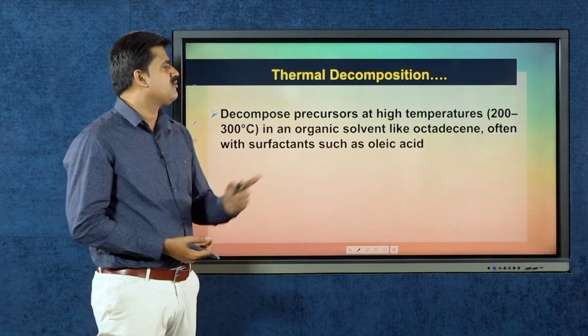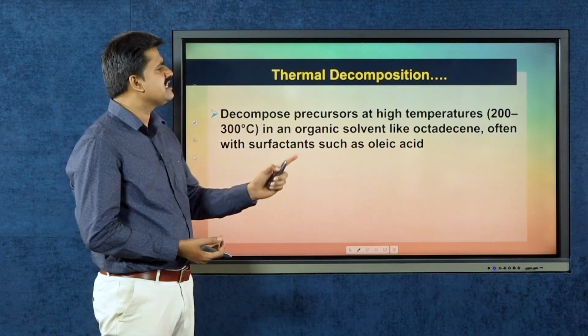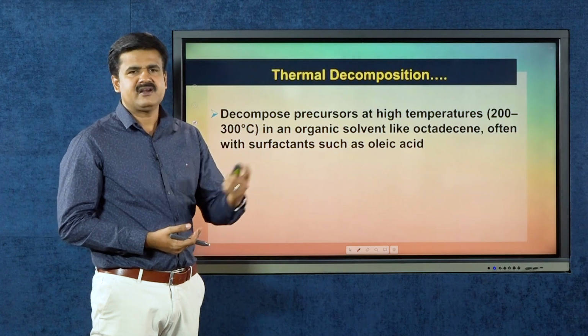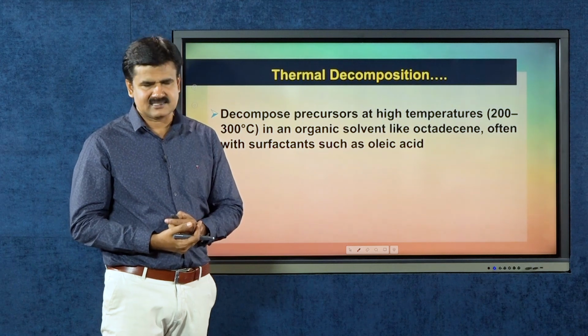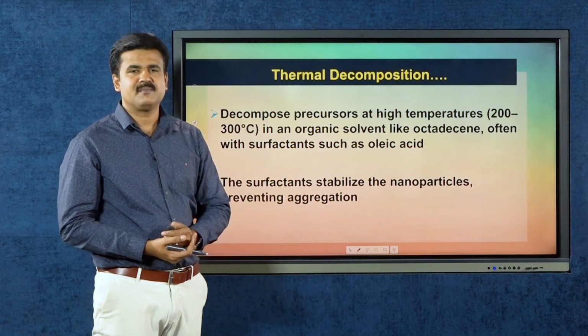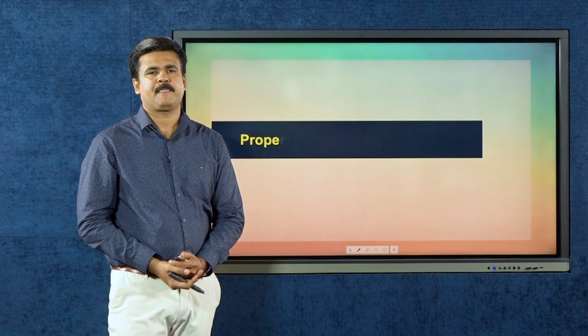The decomposition of the precursors is generally carried out at a high temperature in the range of 200 to 300 degrees Celsius, and there must be a medium, and in many cases an organic solvent like octadecene is used along with a surfactant such as oleic acid. The surfactant is used to stabilize the nanoparticles, which prevents the nanoparticles from agglomeration or precipitation.